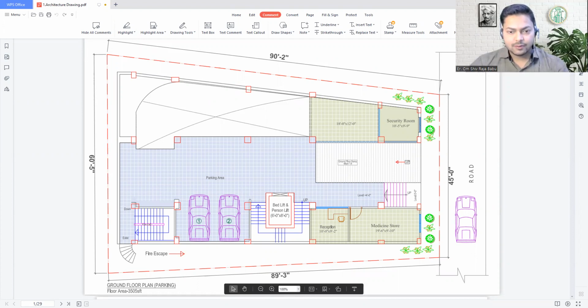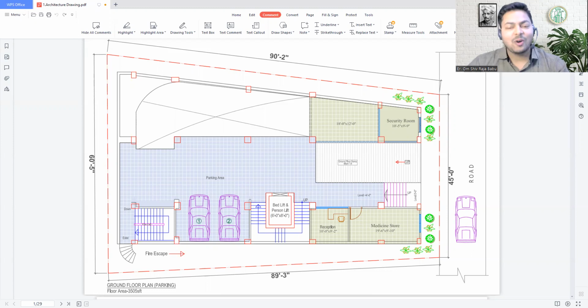So first things first, as you can see, the ground floor plan of the hospital is a complex and multifaceted document that contains a wealth of information about the building's layout and functionality. At first glance, it can be overwhelming to decipher all of the different symbols and labels on the plan, but with a bit of guidance, it's possible to gain a comprehensive understanding of how the hospital is designed to function.